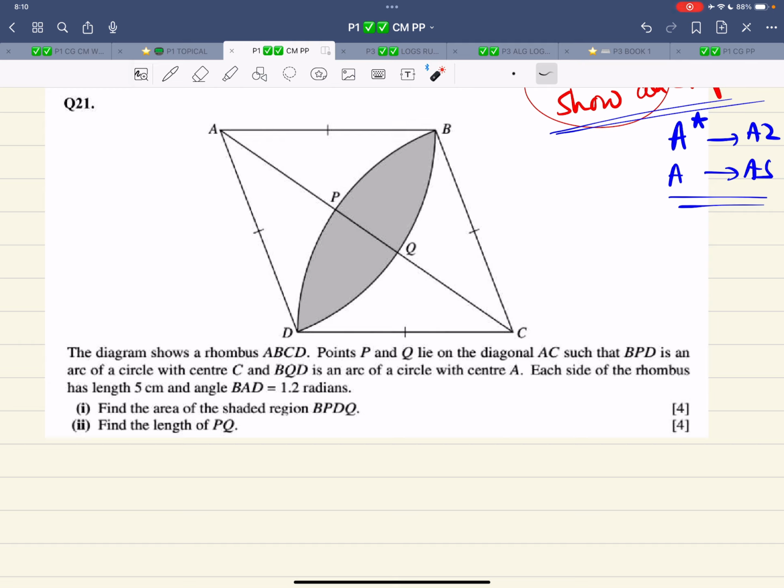Now it says this arc, I'll skip the reading for you. This arc is formed by this thing. And similarly, this arc is formed by this radius. Got the value? So now this is the center for this arc. And this is the center for this arc. They are identical arcs. The side of the rhombus is 5 centimeter, angle is 1.2 radians, the whole thing. Find the area of the shaded region, find the length of PQ at the end.